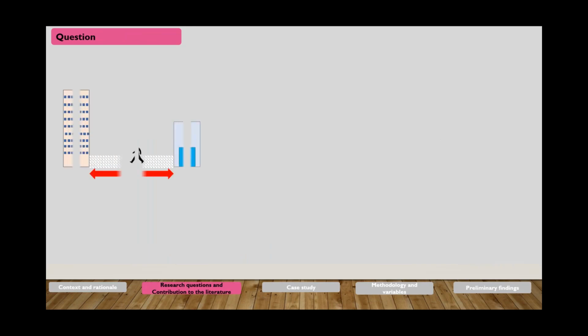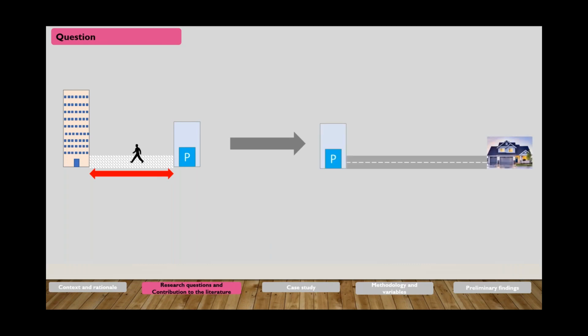Specifically, I ask, how does this walking time between parking and workplace impact choices of commuting, either driving, using active modes of transport, or public transport?